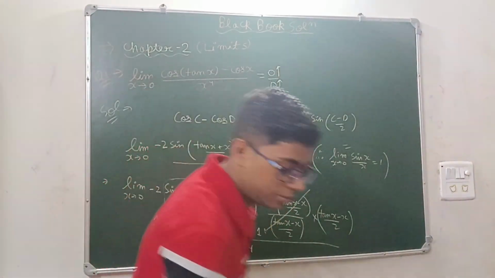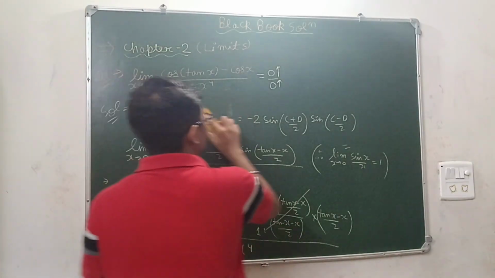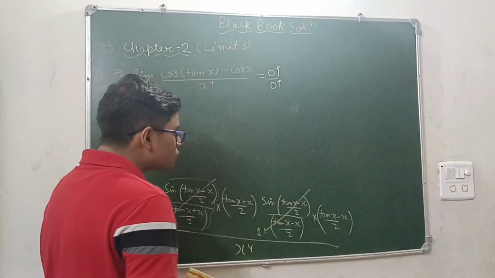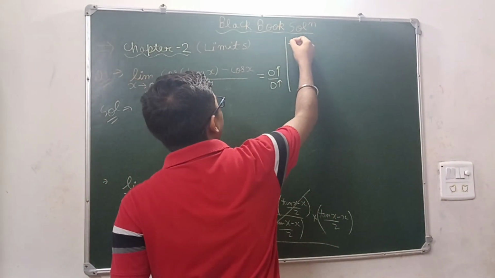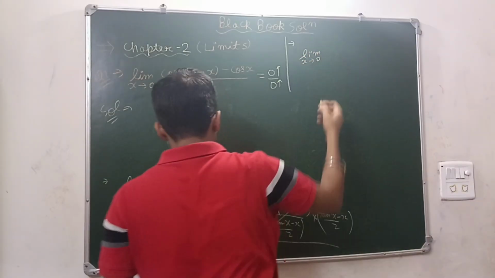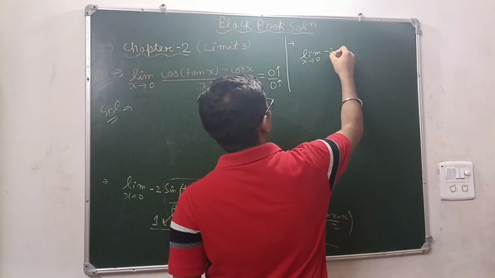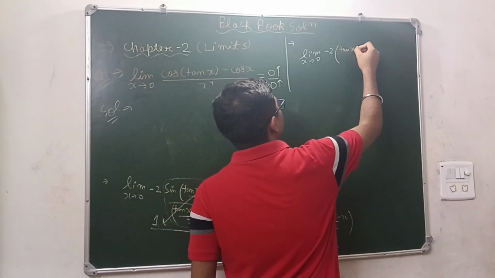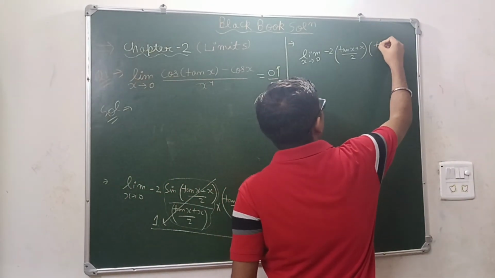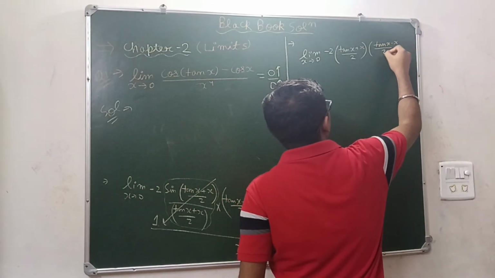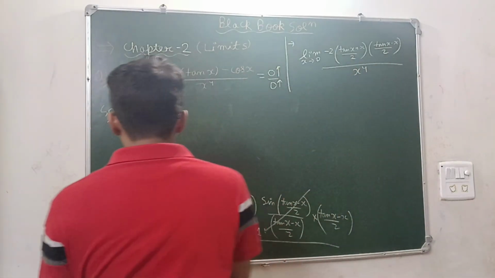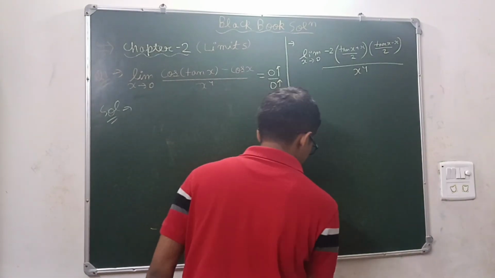Now see. Now we are left like this. Limit x tends to 0, minus 2 tan x plus x by 2, and tan x minus x by 2 upon x to the power 4. We are left with this limit only. Okay. Now see what we will do here.